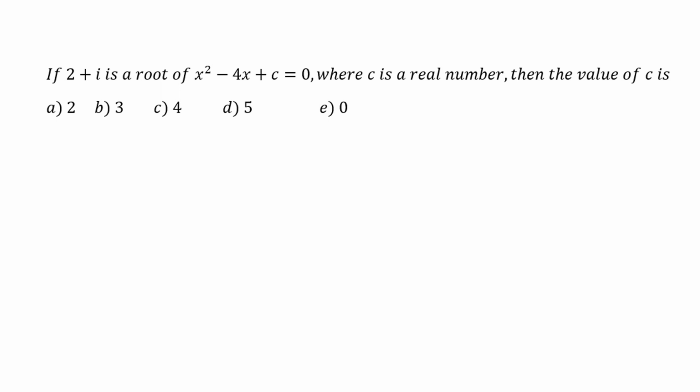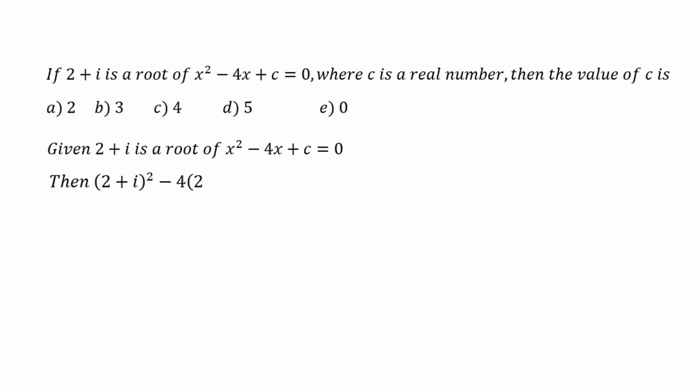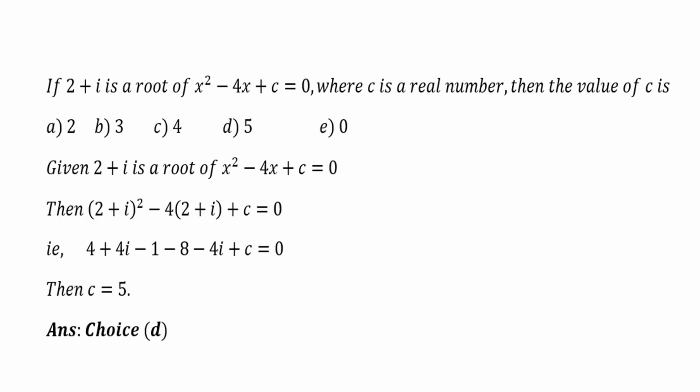Here given 2 plus i is a root of x square minus 4x plus c equals 0. So the equation satisfies the point. So we get (2 plus i) the whole square minus 4 into (2 plus i) plus c equals 0. By expanding this value, we get 4 plus 4i minus 1 minus 8 minus 4i plus c equals 0. So by arranging this, we get c equals 5. So the correct choice is D. This is a simple question. Everyone can do this problem very easily.